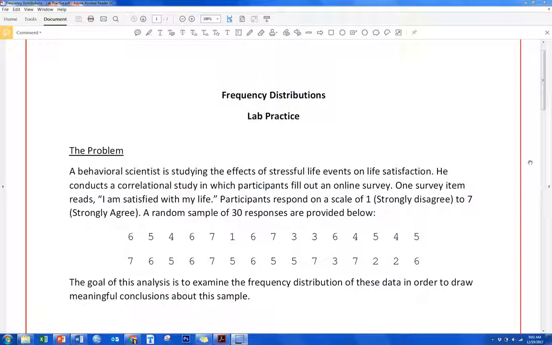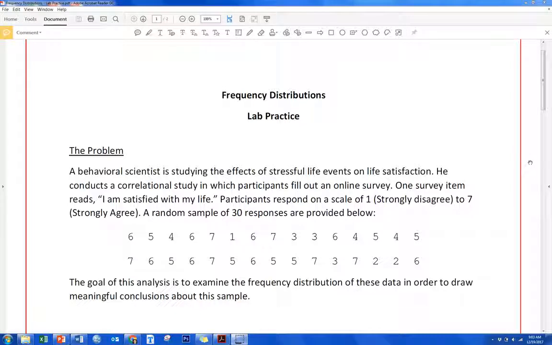In this lab, we're going to learn about frequency distributions. Here's the problem. A behavioral scientist is studying the effects of stressful life events on life satisfaction. So when things go wrong, how does it affect how satisfied someone is with their life?